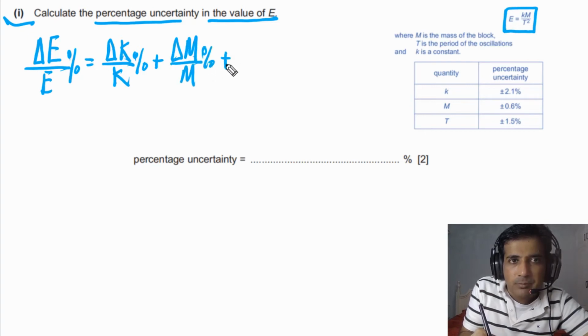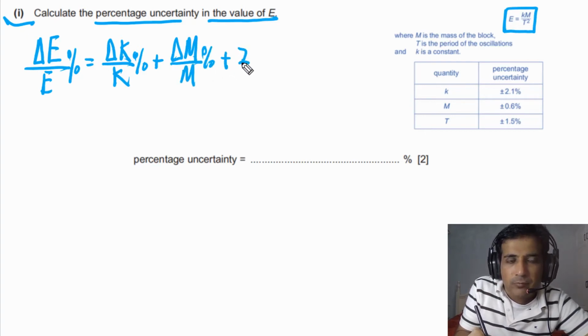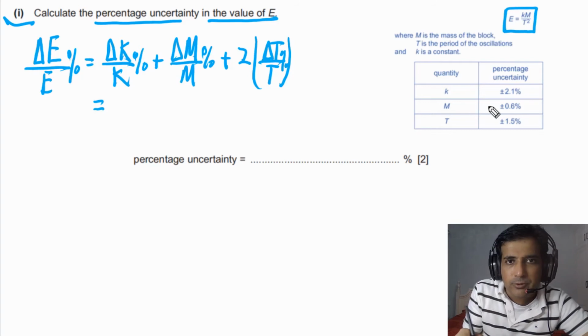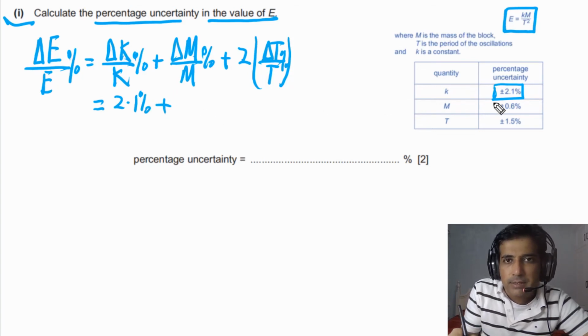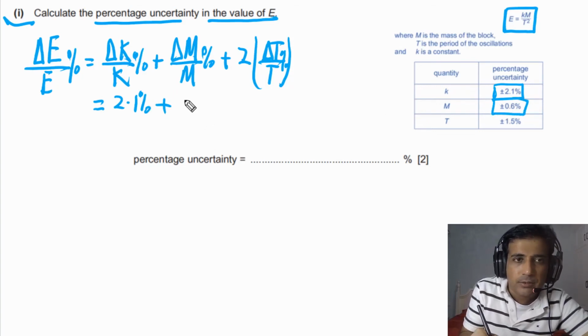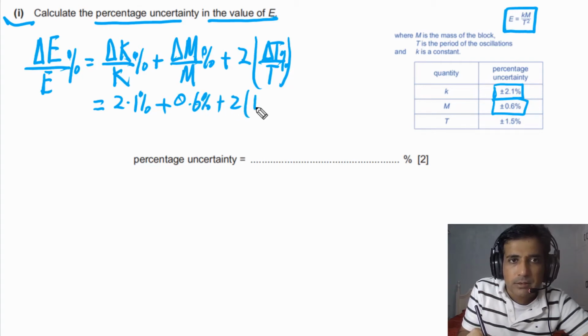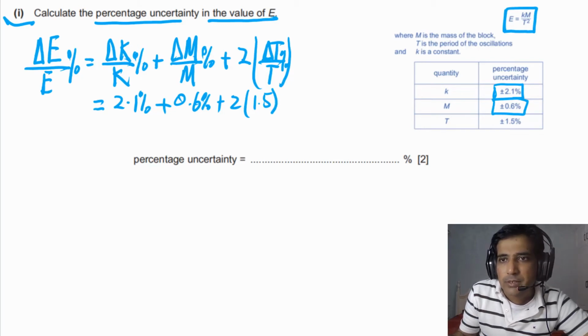Percentage uncertainty, plus we have to multiply by the percentage uncertainty of time period, because time period has power 2. So that's the reason we have to multiply this one by 2. Now simply we need to plug in values. We have percentage uncertainty in K equal to 2.1%, percentage uncertainty in M equal to 0.6%, and percentage uncertainty in time is 1.5%.